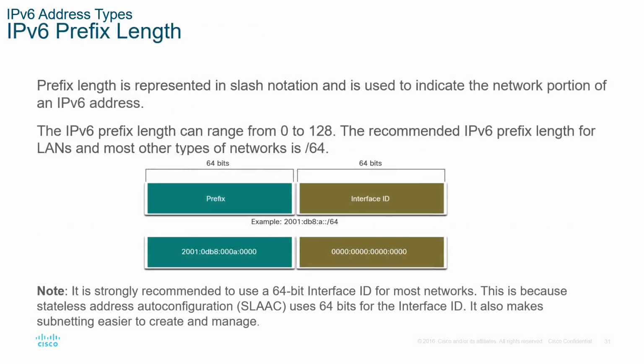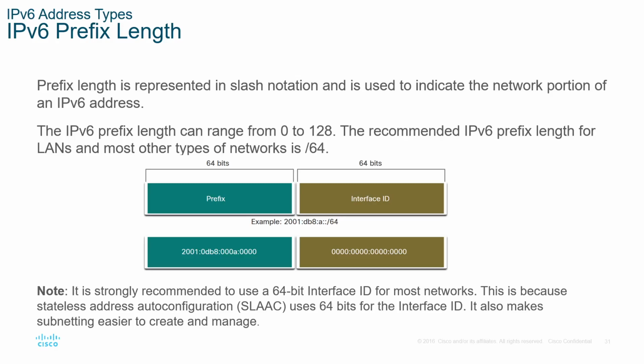Alrighty, let's review the IPv6 prefix length. The prefix length is represented in slash notation, very similar to the subnet mask of our IPv4 address. It basically indicates the network portion of the IPv6 address. The IPv6 prefix length can range from 0 to 128. The recommended IPv6 prefix length for LANs and most other types of networks is /64.